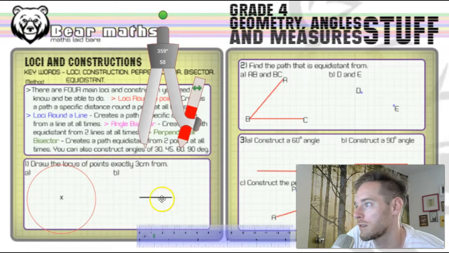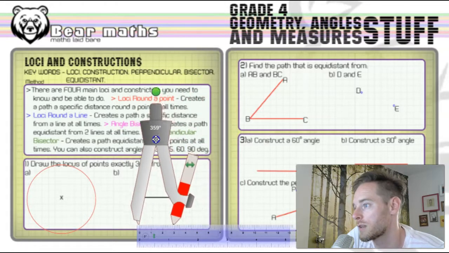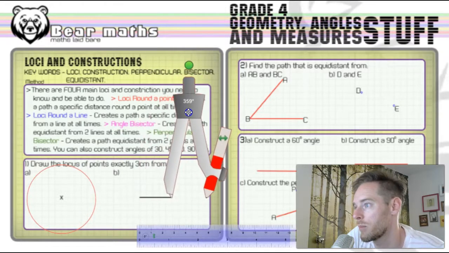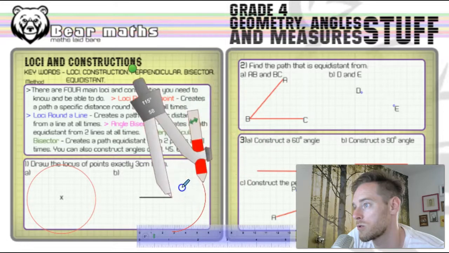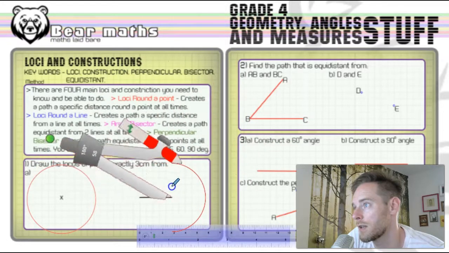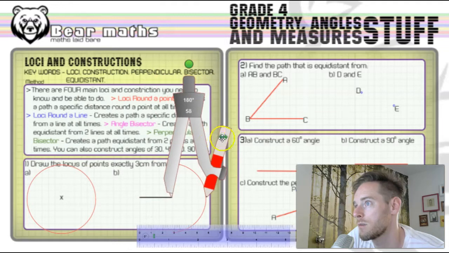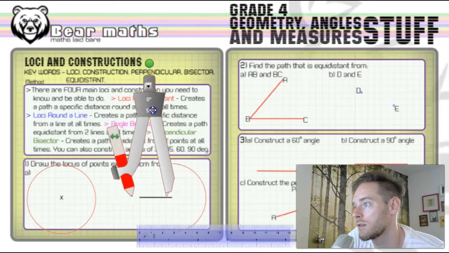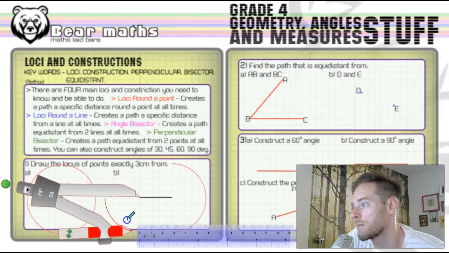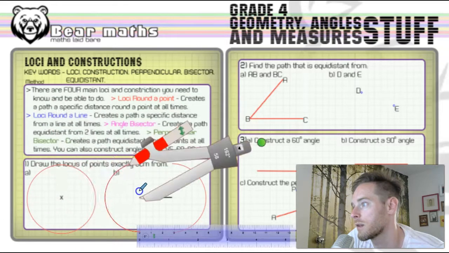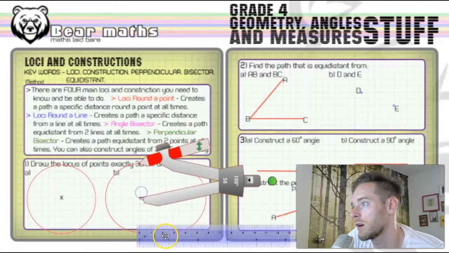This one's a line. We've got to be 3 centimeters away from the line at all times. So we do exactly the same thing. Set it to 3 centimeters. Pop the compass point on the end of the line. At the end of the line, you've got a point. So we should be drawing a semicircle there, at the end of the line. You do the same on the other side. So you just change the compass point to the other side, and then we do that drawing there. Another semicircle at the end of the line.